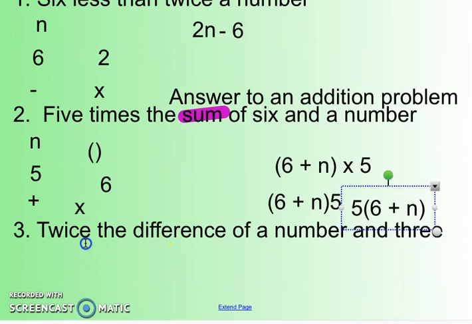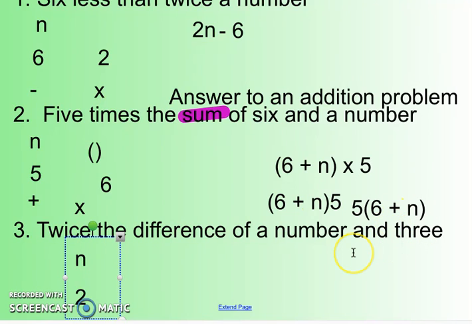Okay, let's look at another one. Twice the difference of a number and 3. Let's start off with our secret number. We'll just use n again. Secret number, and what numbers are we using? Well, twice again means 2 times, so we have the number 2. And we have a number 3 over here. Do you see that 3? So we have a number 3.